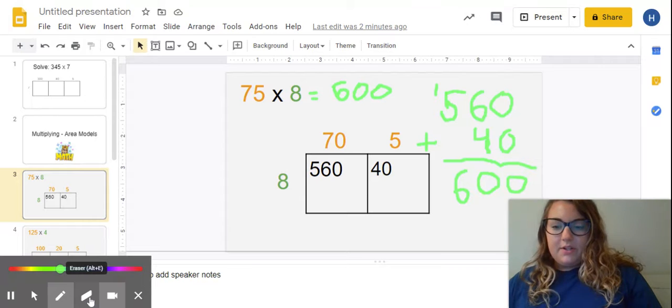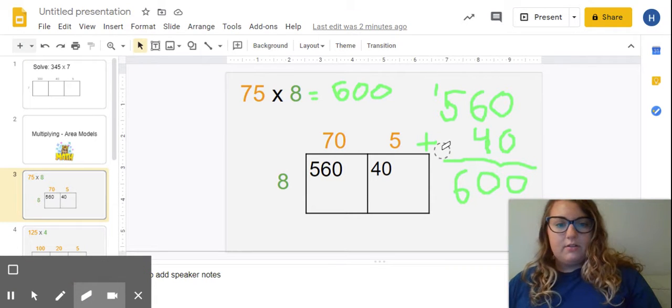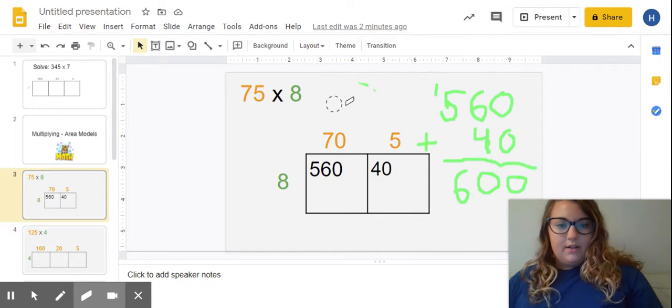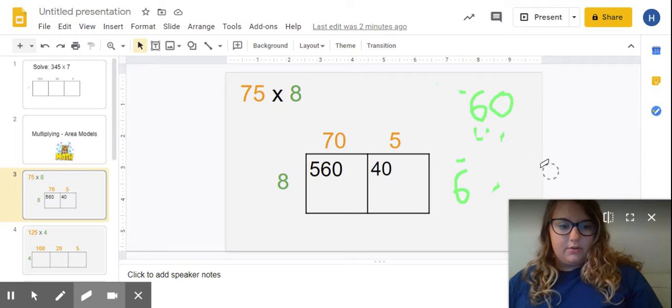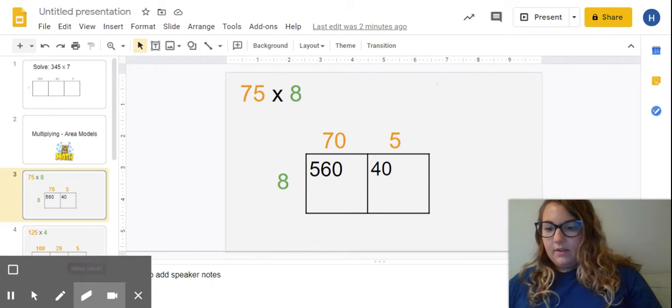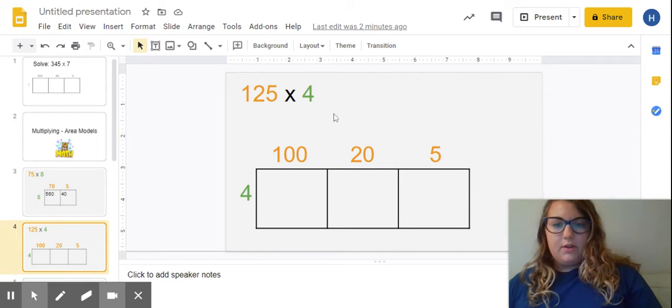So now we are going to practice this area model, but instead of with 2-digit numbers by 1-digit numbers, we are going to practice with 3-digit numbers by 1-digit number. So here we have 125 times 4. So like always, I need to take my numbers and I need to decompose them.